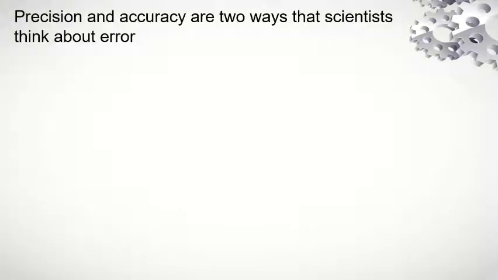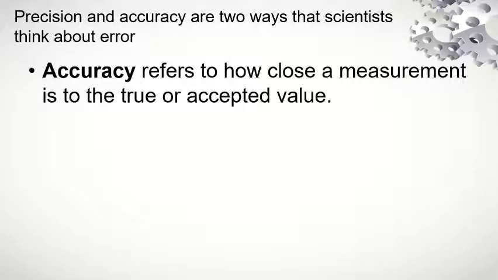So, we have precision and accuracy, two ways that scientists think about error. Accuracy refers to how close a measurement is to the true or expected value. Accuracy. Diba karaniwan may criteria kayo dyan. Yung pinaka-expectation. Yung accepted. Yung inaasahan. For following the instructions, diba karaniwan doon naka-include ang accuracy. Dito, it refers sa accepted value ng isang measurement.